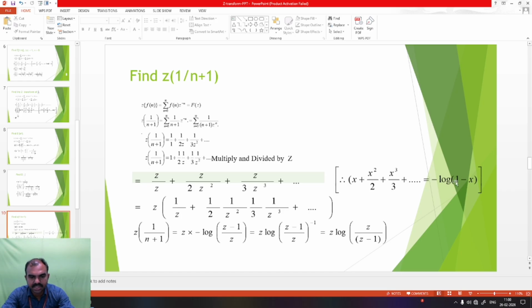So take the LCM z, what do we get? z minus 1 by z. Then this minus goes to the power. So z log of z minus 1 by z to the power minus 1. So z log of, take the reciprocal of this one, z by z minus 1. Right. So Z of 1 by n plus 1 is z log of z by z minus 1.